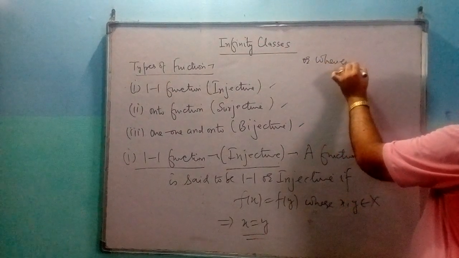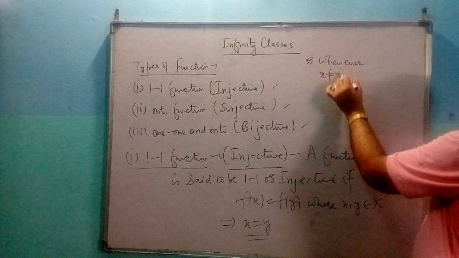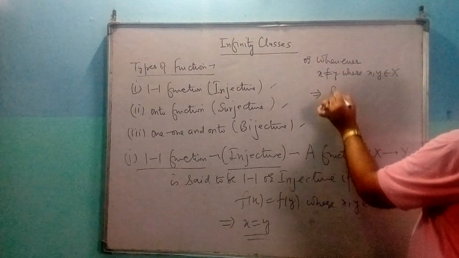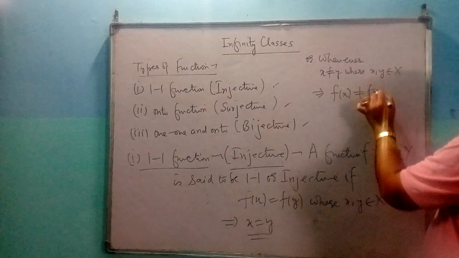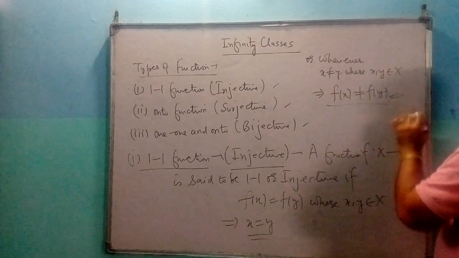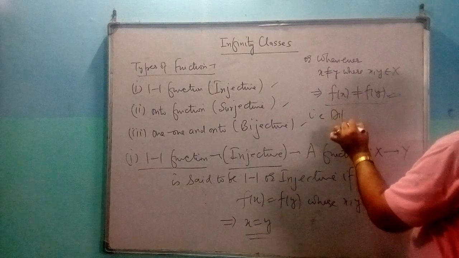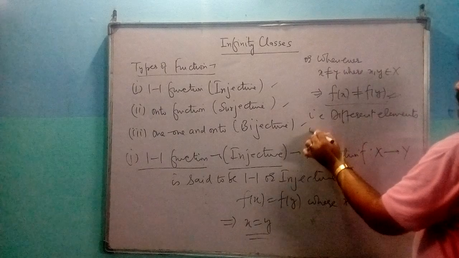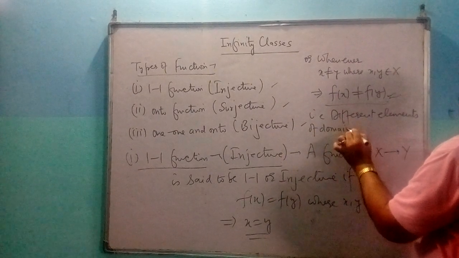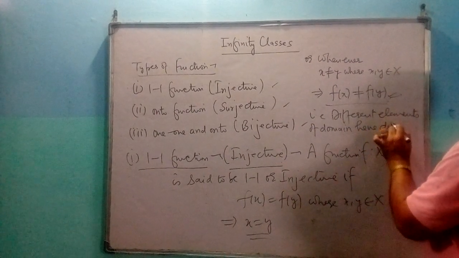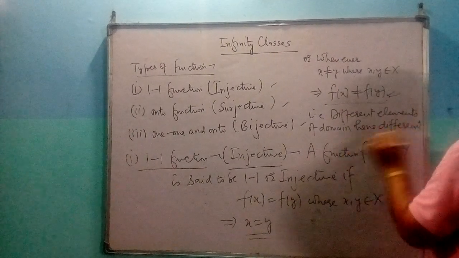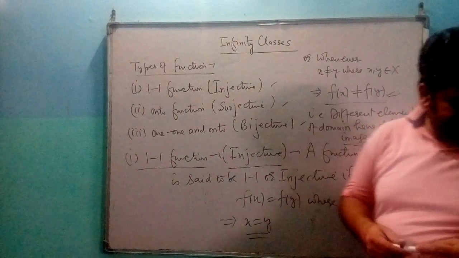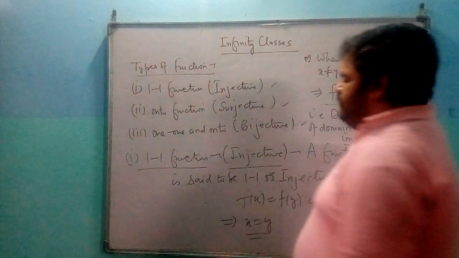whenever x is not equal to y, then it implies f of x is not equal to f of y. That is, different elements of domain have different images. If the elements are different, so the image is different, then the function is called one one function.